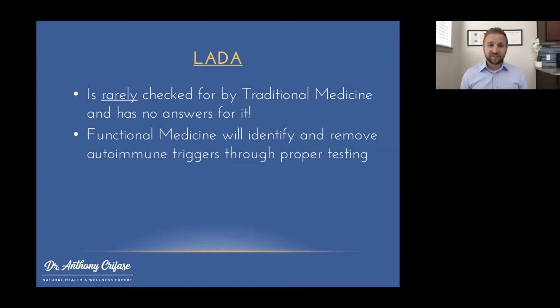So again, this is rarely checked for by traditional medicine and has no answers. Again, when something is not checked, there's often no answers for it. So they will just ignore it. Okay, so this is really important that we must address this though. We cannot just ignore that there's a potential autoimmune component to type 2 diabetes. We can't just ignore that there's all these underlying issues that are often occurring behind the scenes with diabetes and pre-diabetes that cannot just be resolved by taking a medication. So utilizing functional medicine, we can identify and remove these triggers through proper testing.